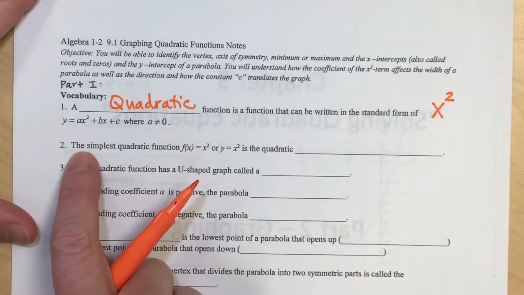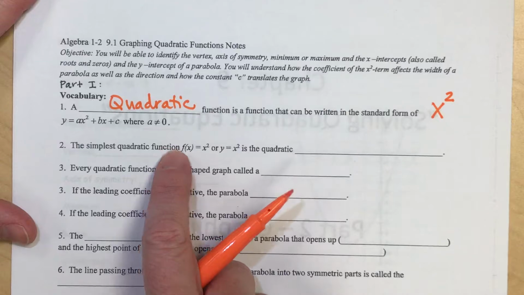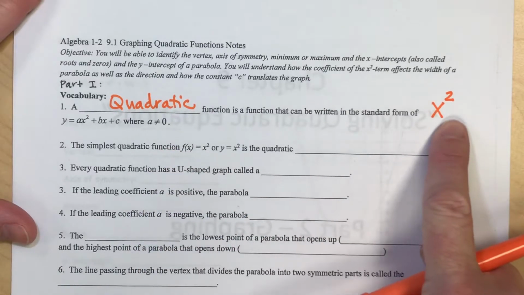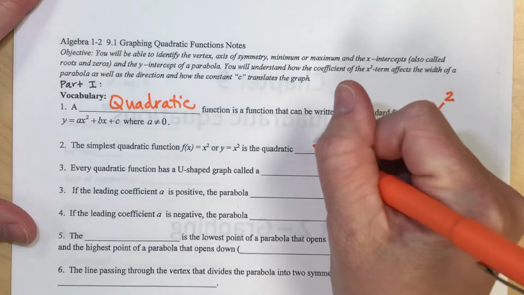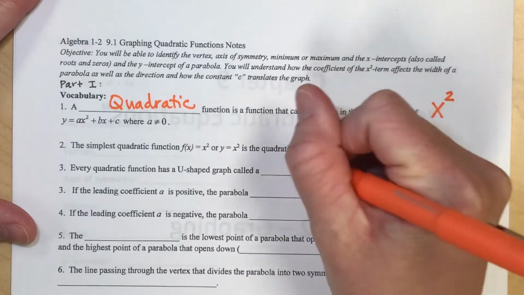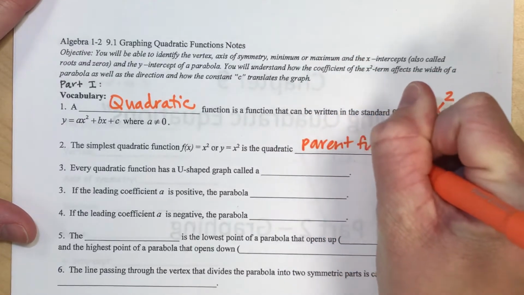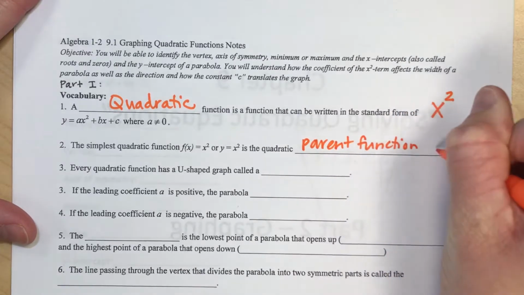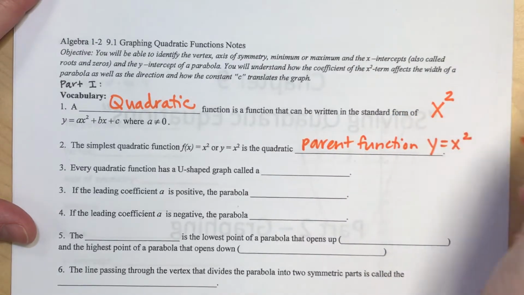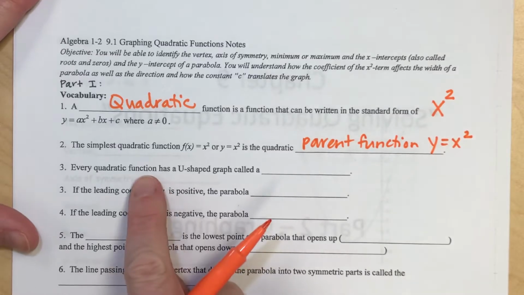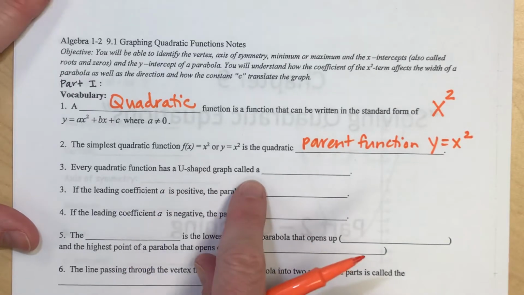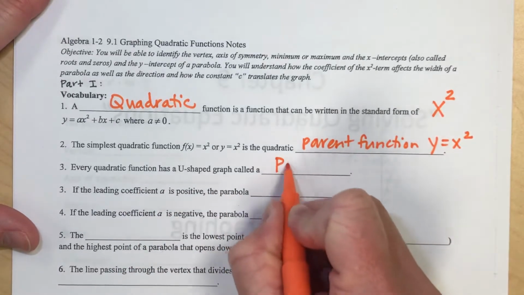Okay, now number 2. The simplest quadratic function is exactly what I just wrote. It would just be y equals x squared, and it is called the quadratic parent function. And now every quadratic function has a U-shaped graph, and the name that we use for that is a parabola.